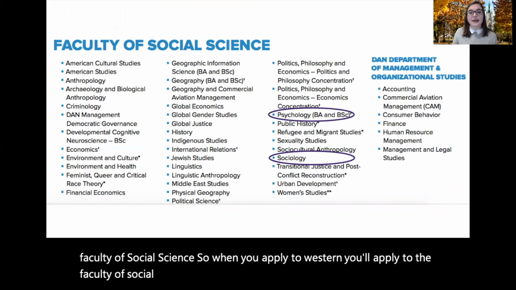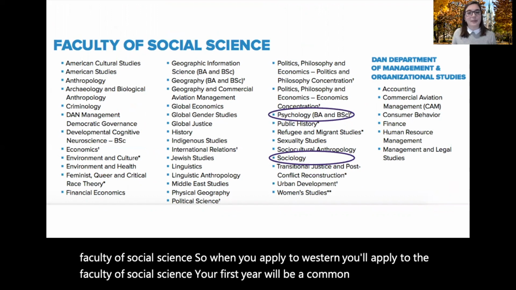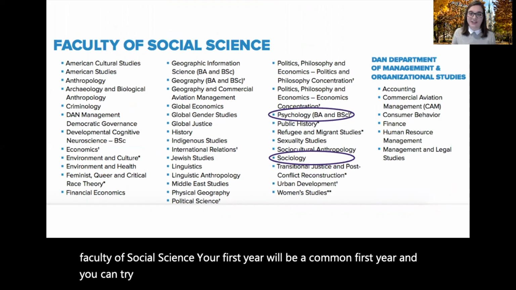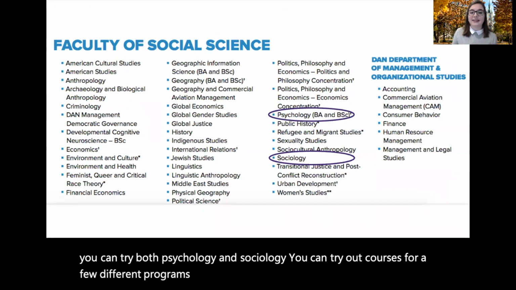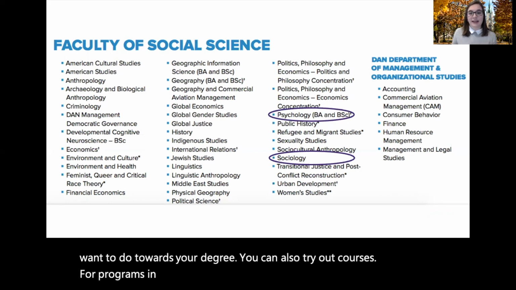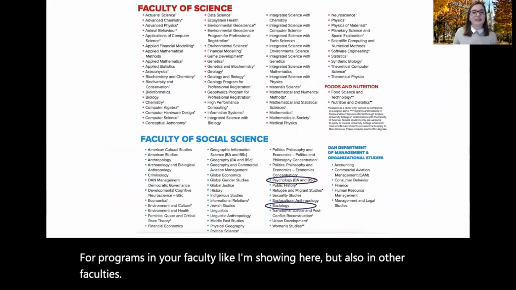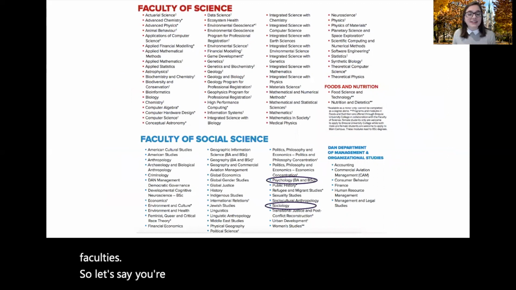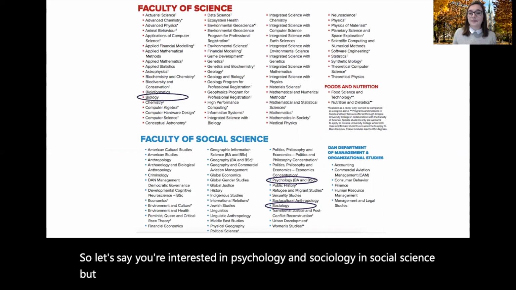Your first year will be a common first year, and you can try both psychology and sociology. You can try out courses for a few different programs in first year, and then decide which ones you want to do towards your degree. You can also try out courses for programs in your faculty, like I'm showing here, but also in other faculties. So, let's say you're interested in psychology and sociology in social science, but how about also biology in science? The common first year will allow you to try out all of them.